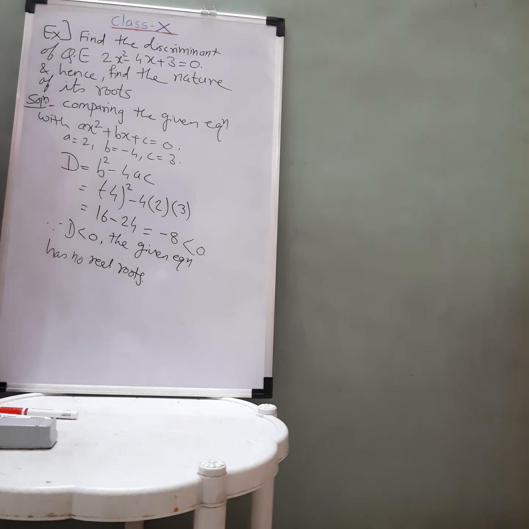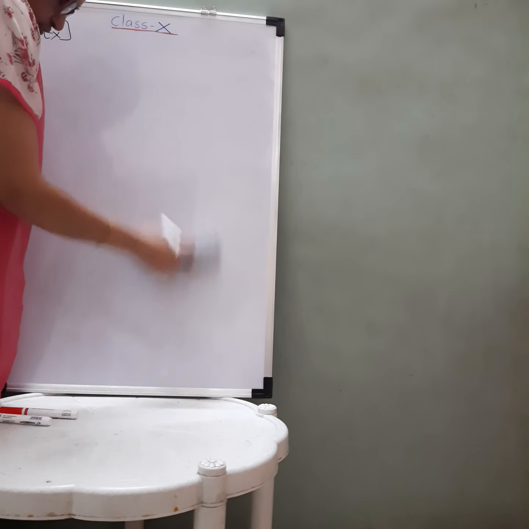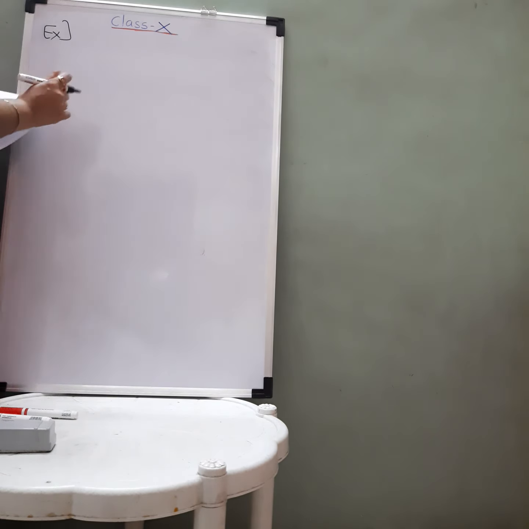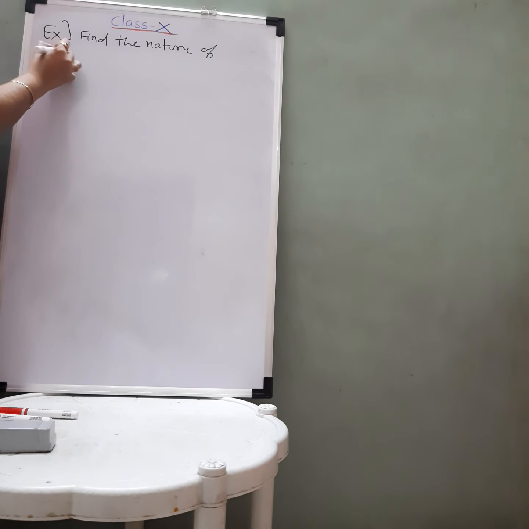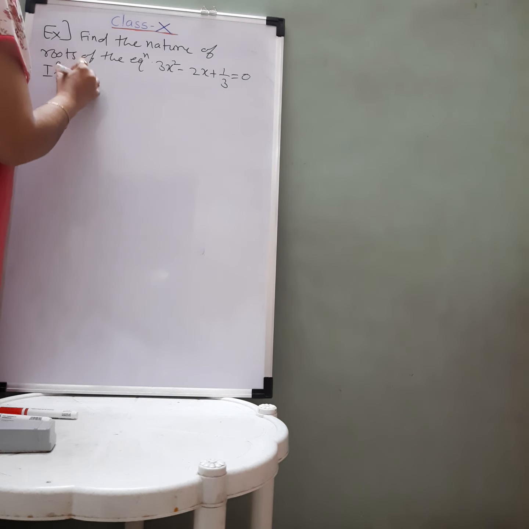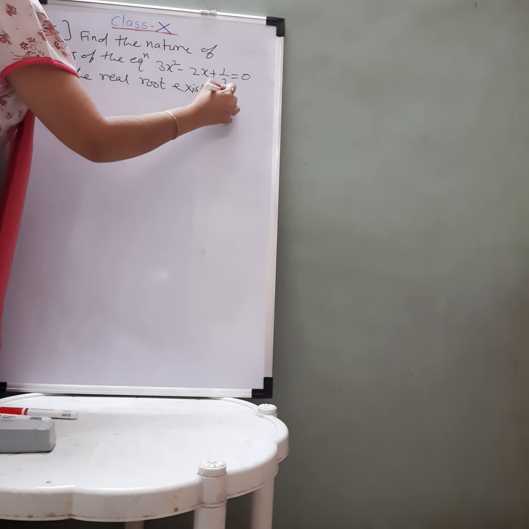Okay. Now we will take another example. Find the nature of roots of the equation 3x square minus 2x plus 1 upon 3 is equal to 0, and if the real roots exist, then find them.